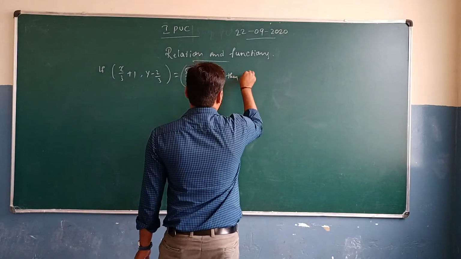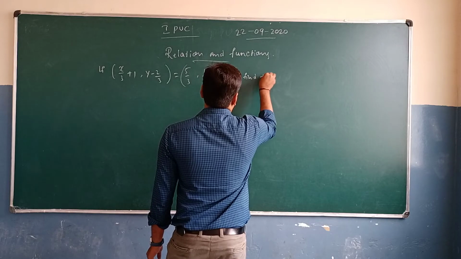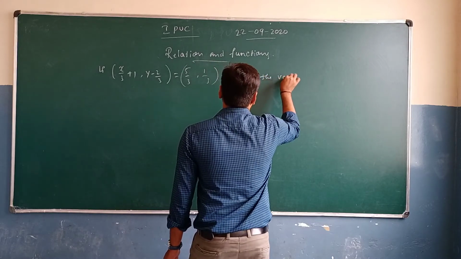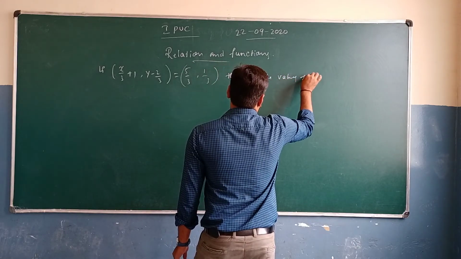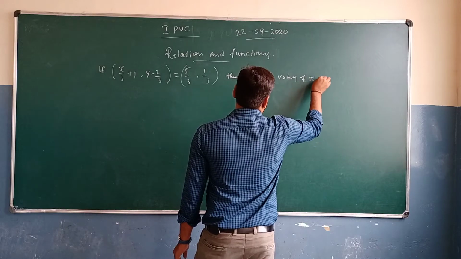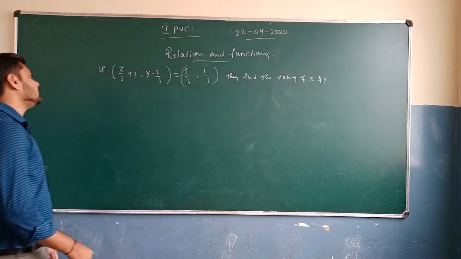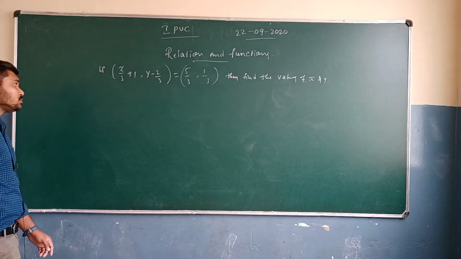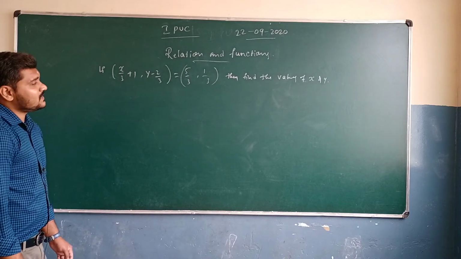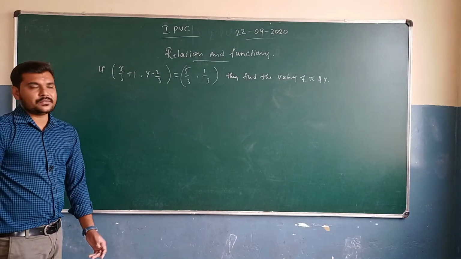Find the values of x and y. Here (x/3 + 1, y - 2/3) is equal to (5/3, 1/3). So we need to find the values of x and y.